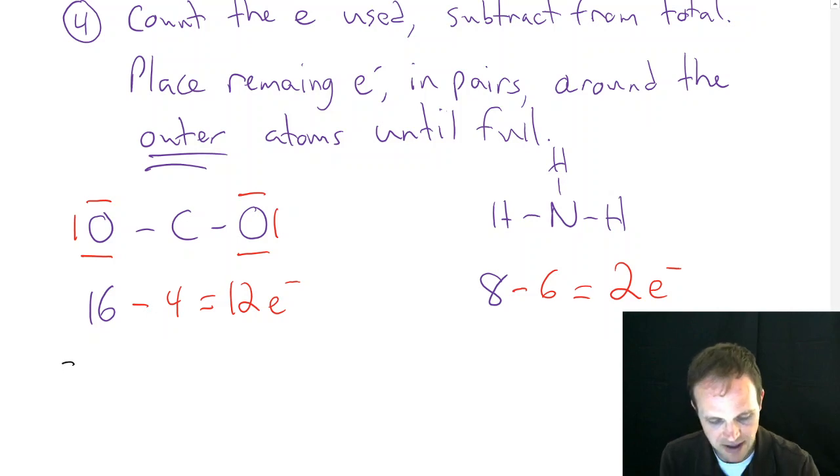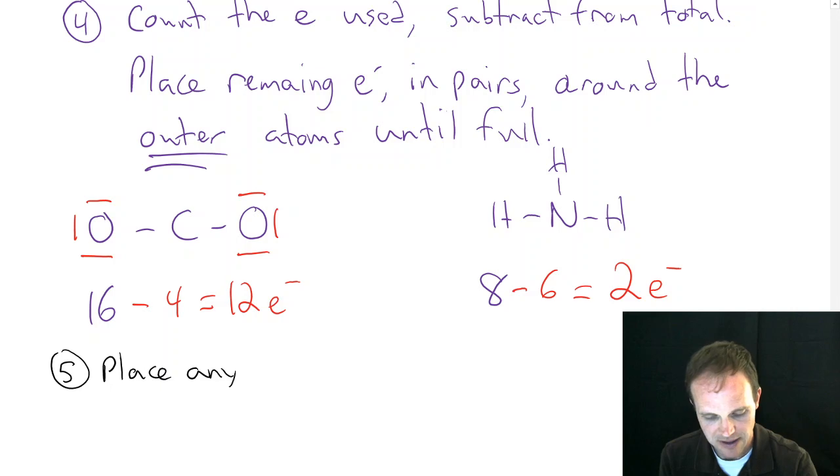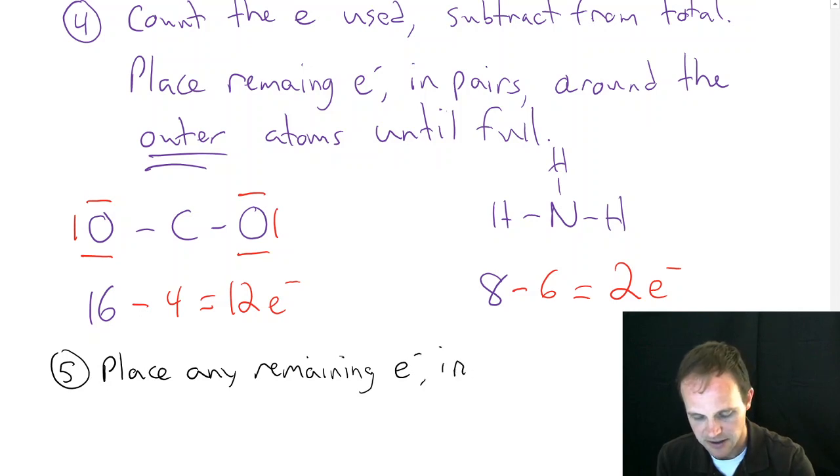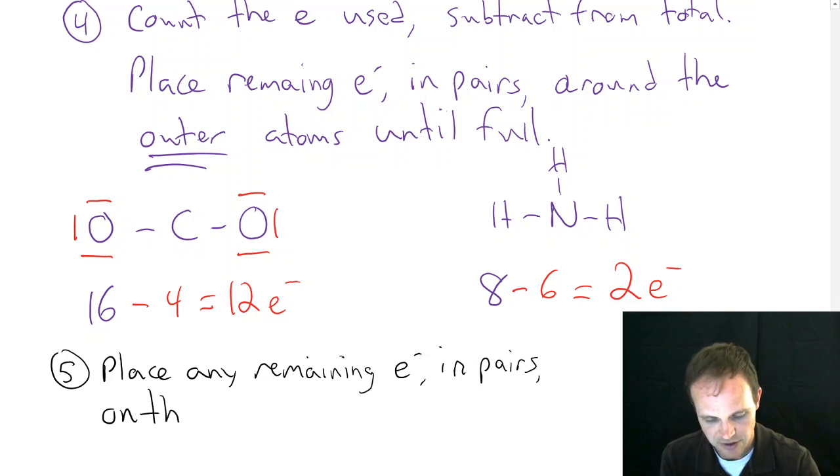Now step 5 is to place any remaining electrons in pairs on the central atom.